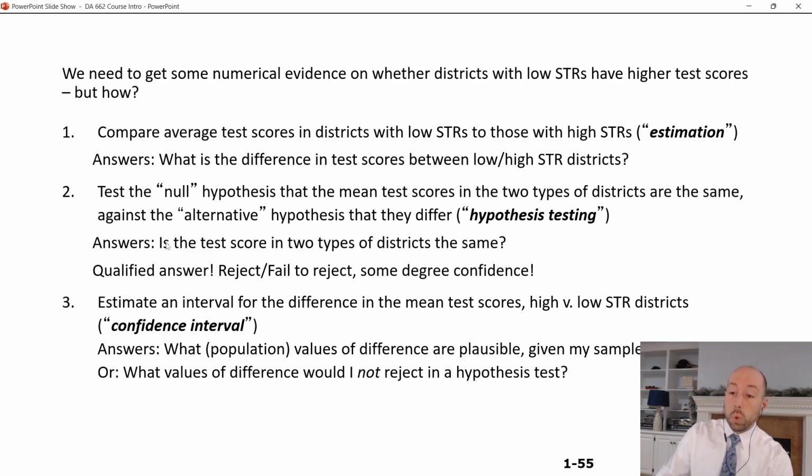The next thing, hypothesis testing, will answer whether the test score in the two types of districts is the same. That comparison being a very important step towards deciding whether I think that higher or lower student-teacher ratios are important for students. And this last thing will answer a question like, how likely is it? What proportion of values of that difference between the high and low STR districts are plausible according to the data. So a bit more nuanced, but it allows us to make statements that have measures of confidence attached to them. So I can make a statement and tell you how likely it is that that statement is right or wrong, which will tell you the risks associated with making a decision based on that statement.